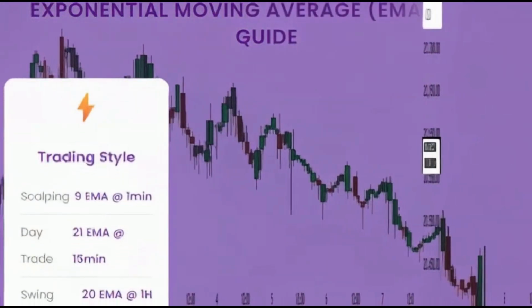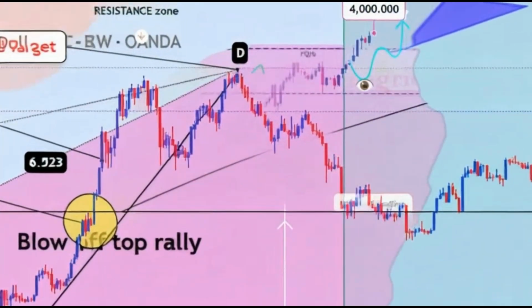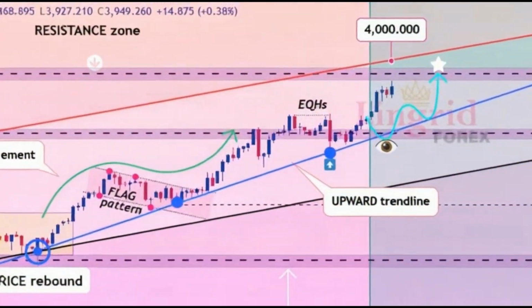Now stop looking for the next magic indicator. The power is in the process. Build this system, follow the rules, and start trading with a massive edge.